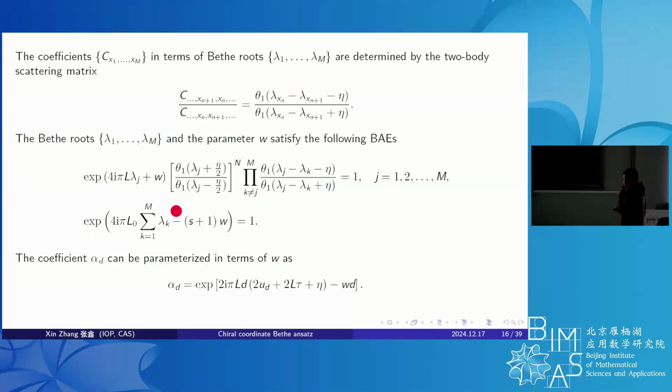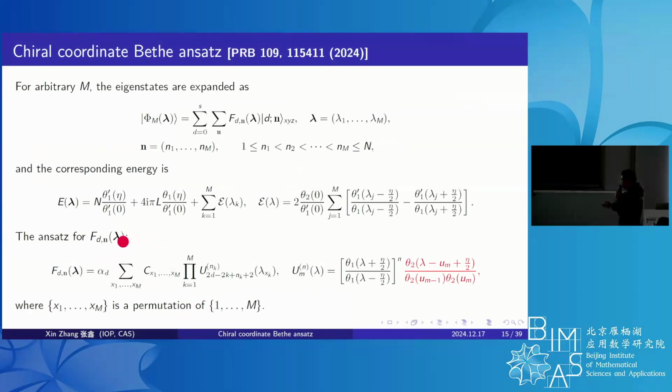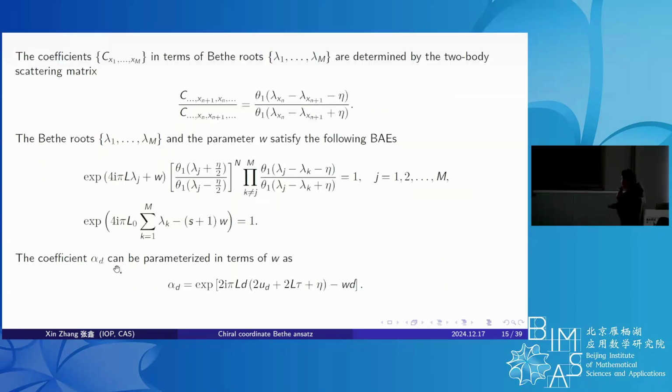And then to ensure that our Bethe state is an eigenstate of the Hamiltonian, the Bethe roots should satisfy conditions, and also this parameter W, which appears in this alpha D. Let's go back. So we also have this factor alpha D. So this M Bethe roots and another parameter W should satisfy the following Bethe ansatz equations. The first one gives us M equations, and the second one gives us another equation. So our Bethe ansatz can give the eigenvalues and also the eigenstates, right?